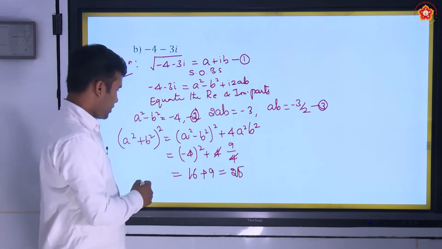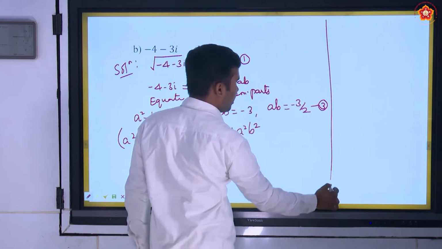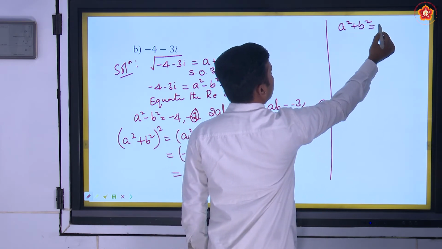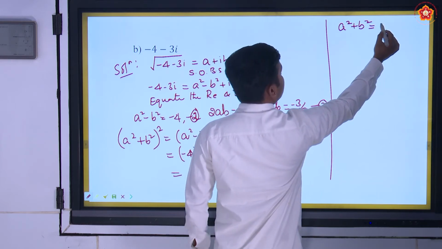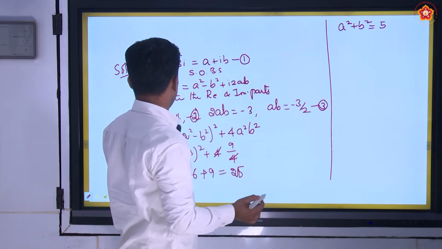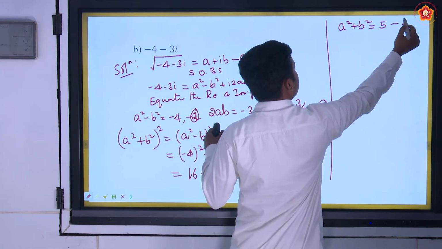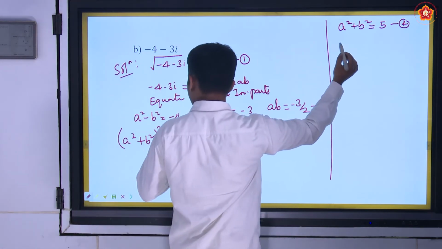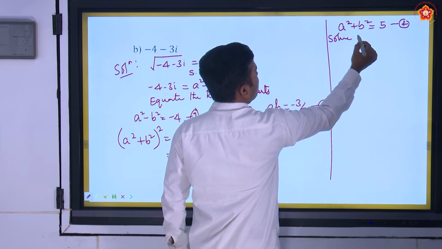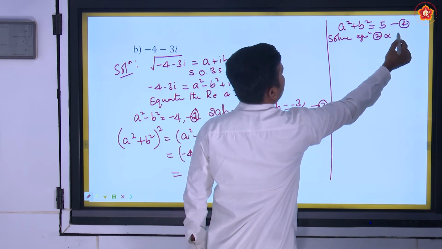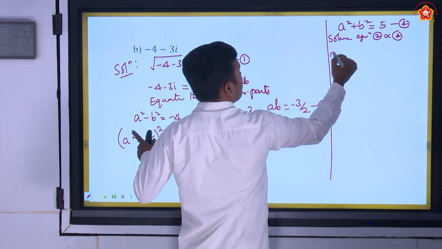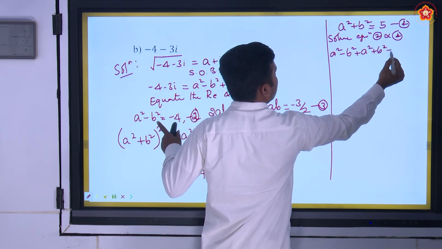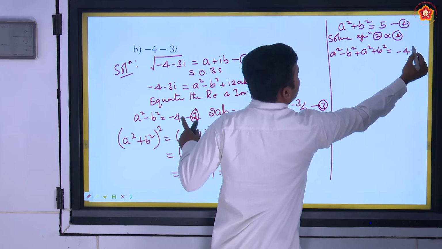And here if you take the square root on both sides, I will get a square plus b square is equal to 5. I can call it equation 4, let us say. Now solve equations 2 and 4. If you add them, I will get a square minus b square plus a square plus b square is equal to minus 4 plus 5.